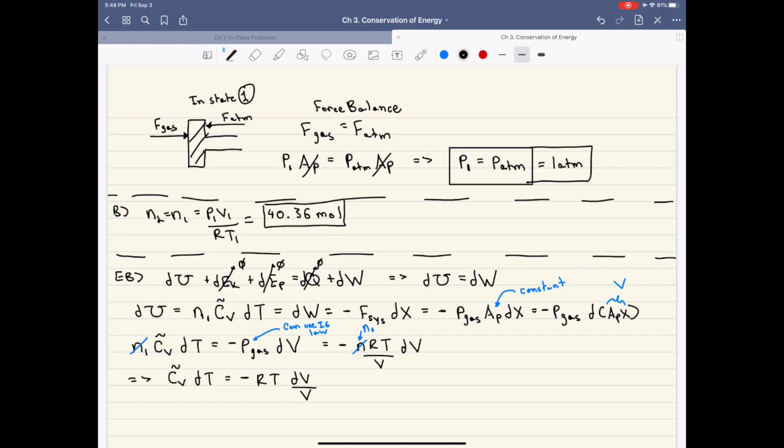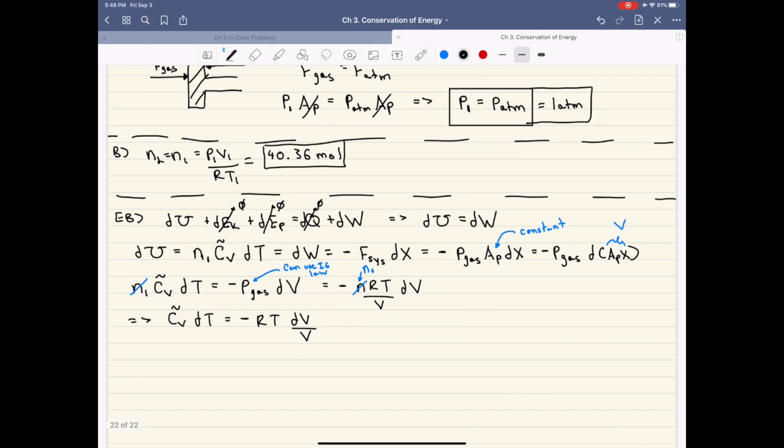Okay? All right? And so what we have here is essentially differentials, these derivatives on each side. On the left-hand side, we have the derivative with respect to T, and on the right-hand side, we have the derivative with respect to volume. And since this is essentially a separable differential equation, we can move all the T stuff to the left-hand side and keep all the V stuff on the right-hand side.